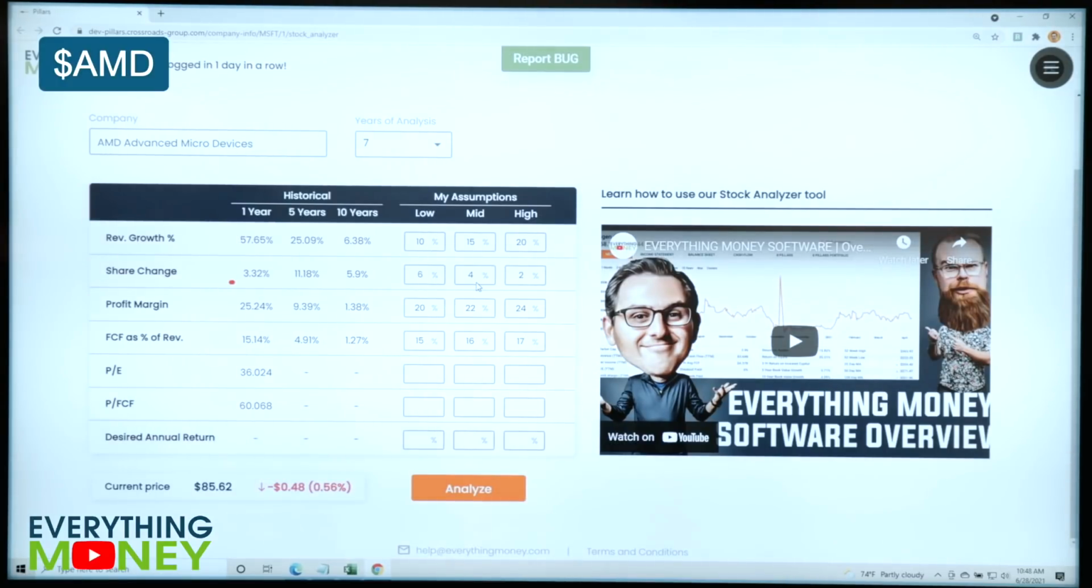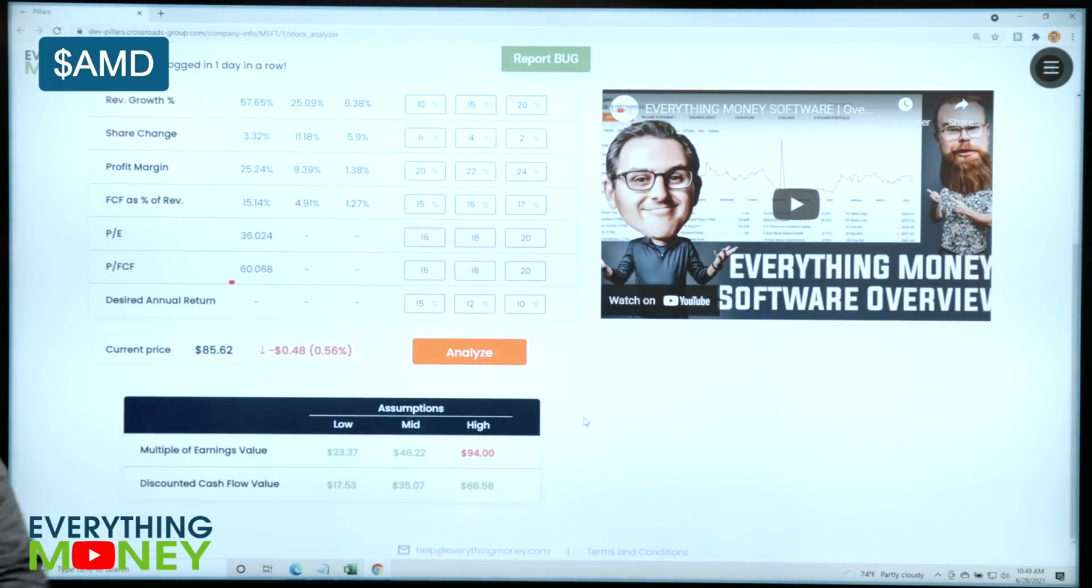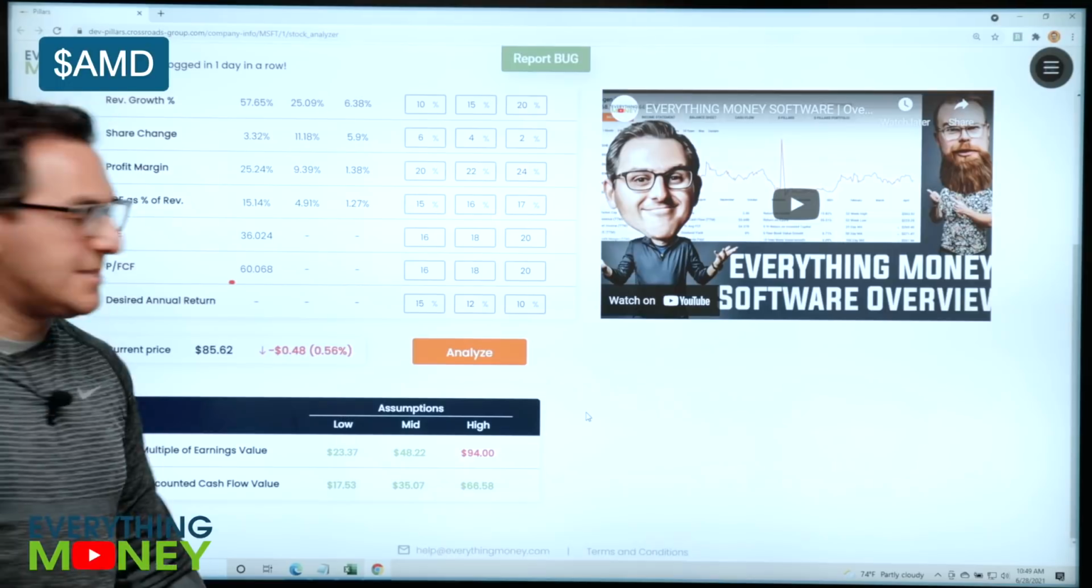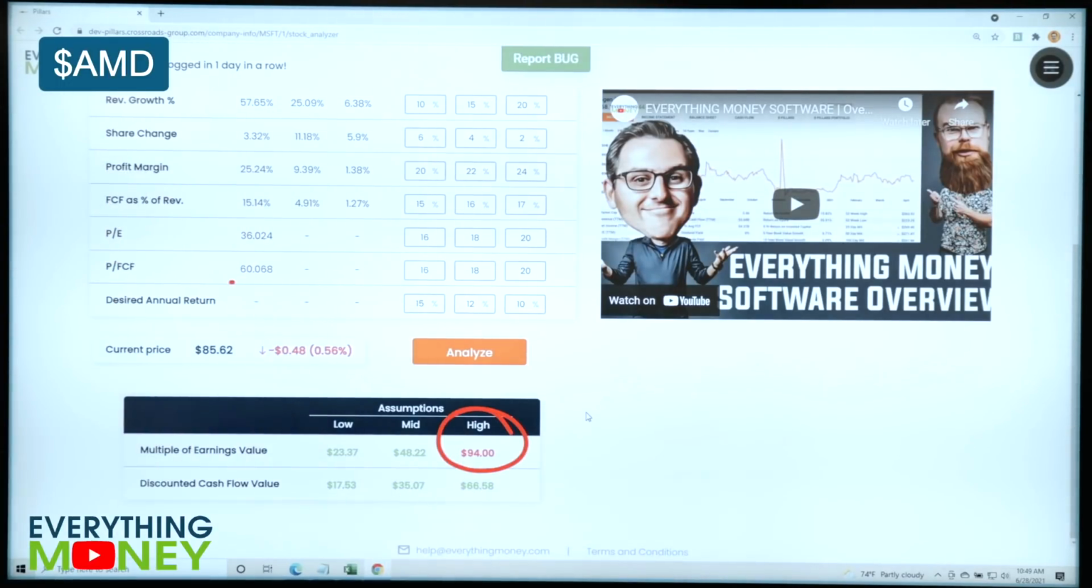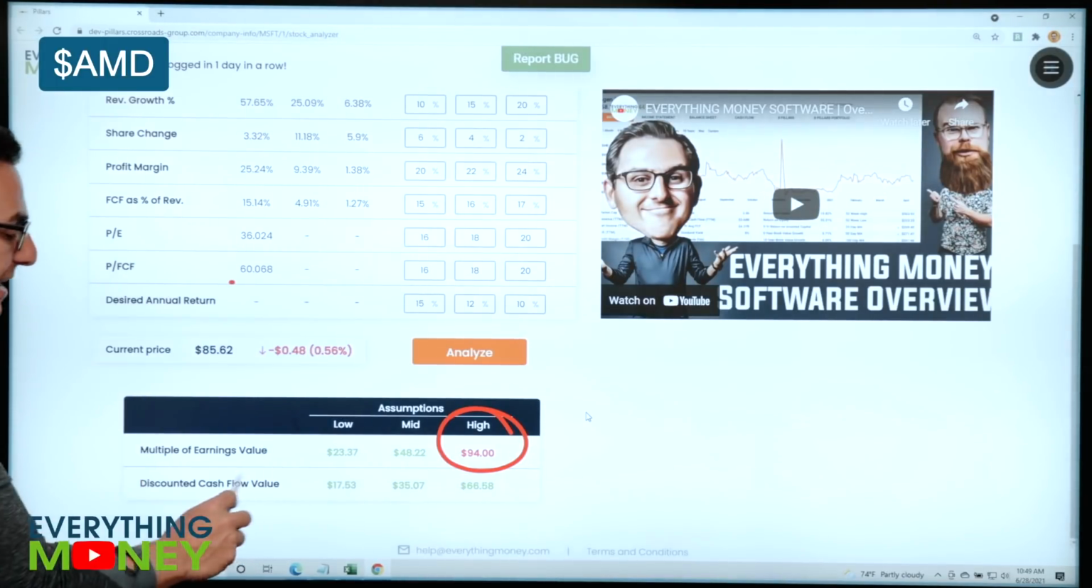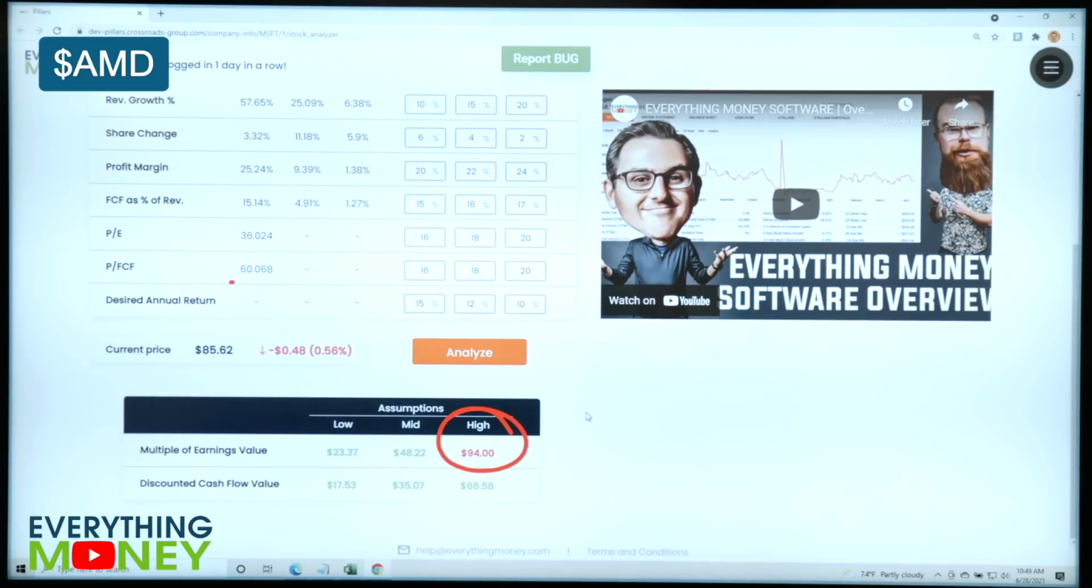PE, guys, even with a growing company like this, I'm going to say 16, 18, and 20. Price to free cash flow, 16, 18, and 20. Desired annual return, 15, 12, and 10. The company is currently selling for $85 a share. And only one situation out of 6 has the price higher than its current price. Only one of the 6. And it's the most aggressive of all the assumptions.